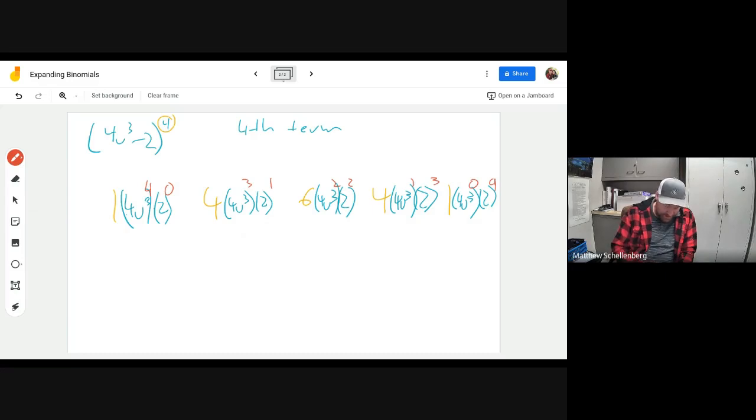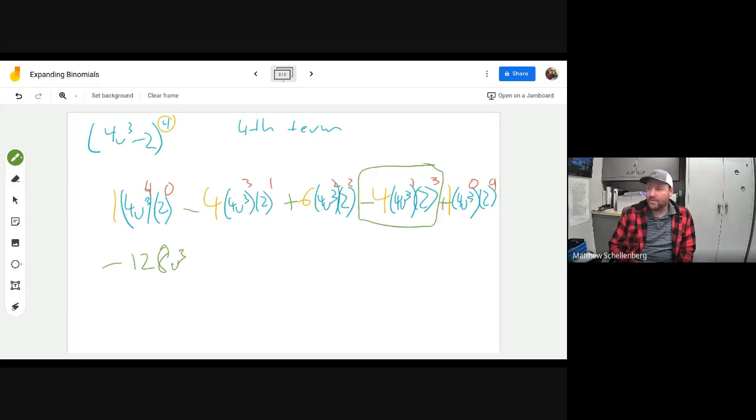This one is odd, this one is even, this one is odd, this one is even. And you would be done, and you just say, oh, the 4th term, 1, 2, 3, 4. It's this one right here. So that would be minus 128 times u cubed. That would be the 4th term of that one.